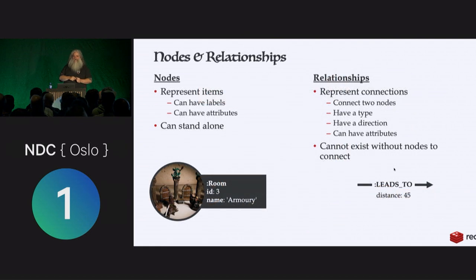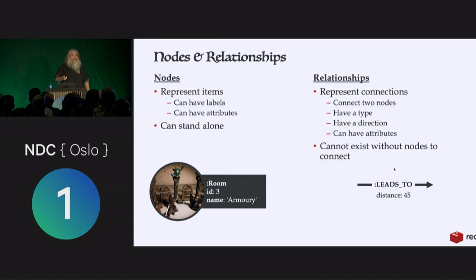A couple notes about nodes and relationships. The nodes in a graph represent items. I tend to use them for nouns. And the relationships represent those connections between those nodes. I tend to use those for verbs. And so the nodes can have a label for what they are. They can have more than one label. So it could be a room, but you could also have a chamber or a corridor, which might be a type of room. And they could be both of those things. And they can have attributes with strings and booleans and numbers in them. And a node can just stand by itself. It doesn't need relationships to exist. It can just be out there and you can query it.